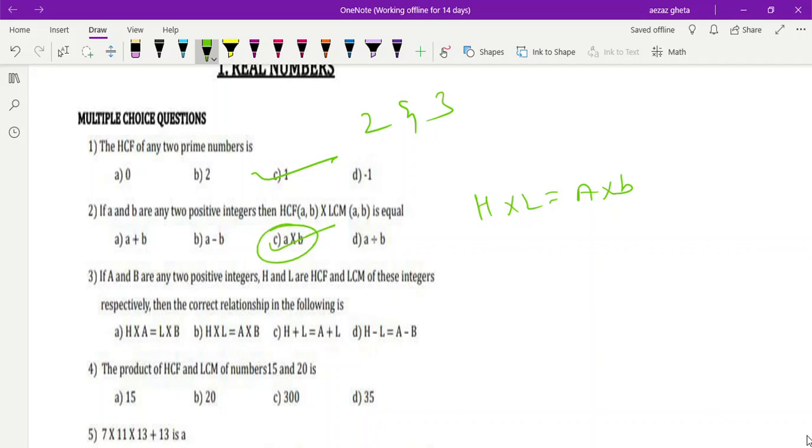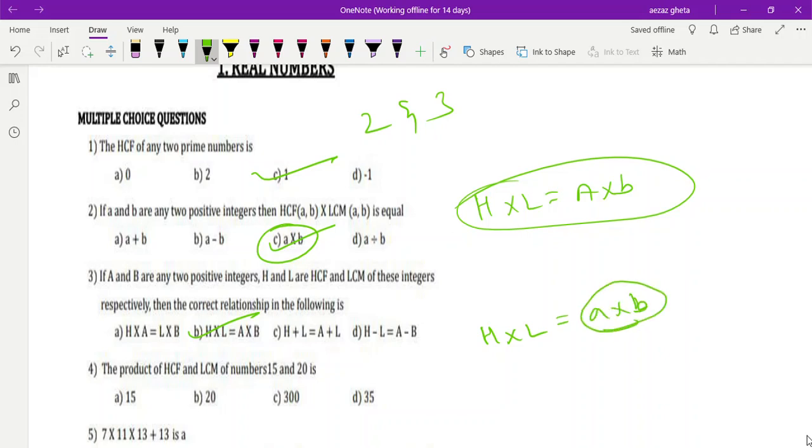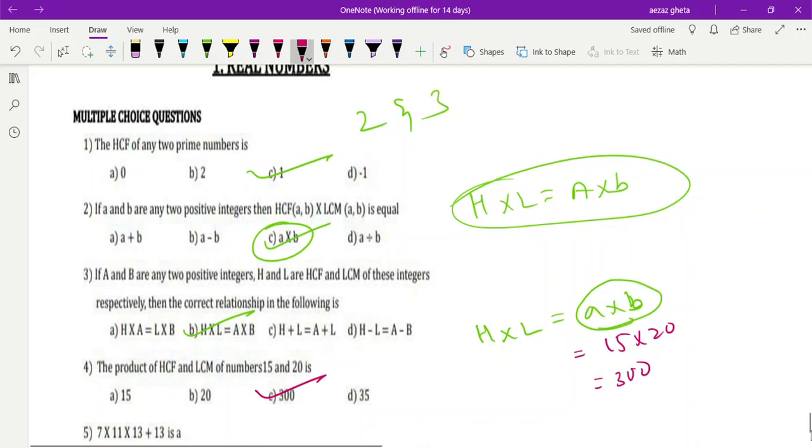A and B are two positive integers. H and L are HCF and LCM, and the correct relationship, I wrote the formula, is H into L equals A into B. Product of HCF and LCM, 15 into 20. You know HCF into LCM is equal to A into B. So what will be the product A into B? That will be H into L. So A into B is 15 into 20. 15 twos are 30, 300. So 300 is the answer. Understood now? Everybody understood?